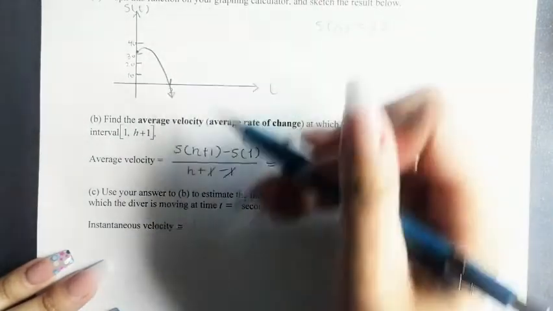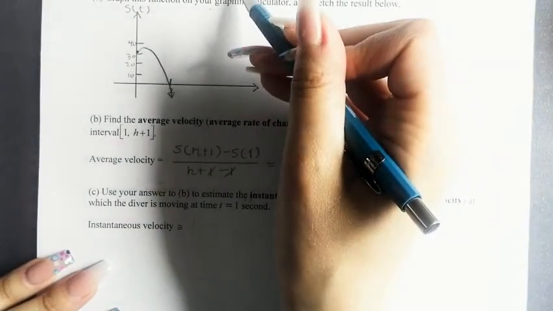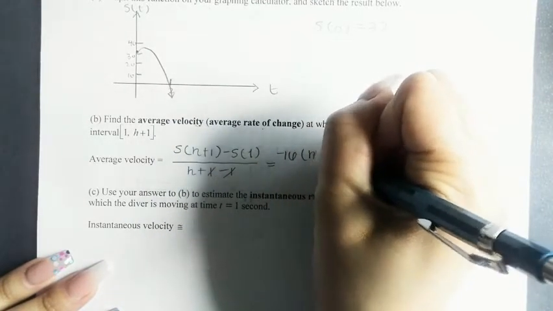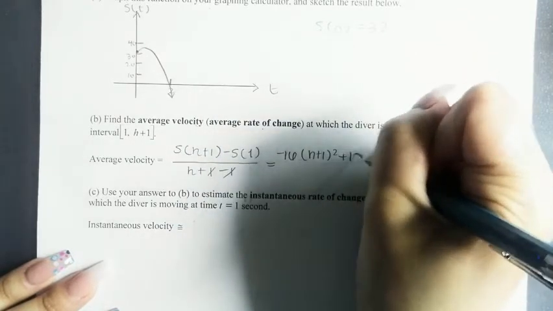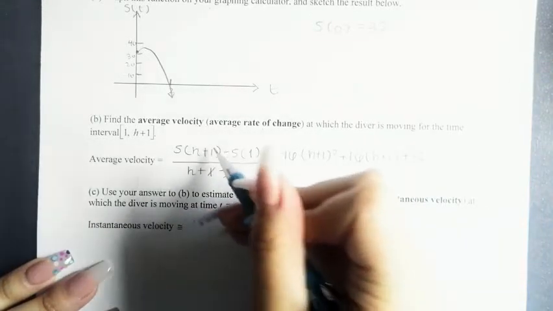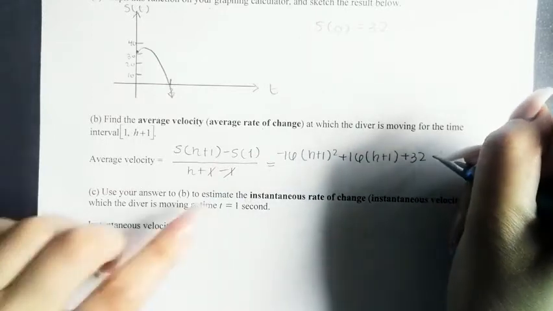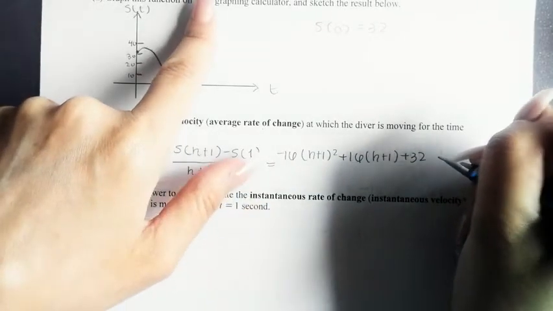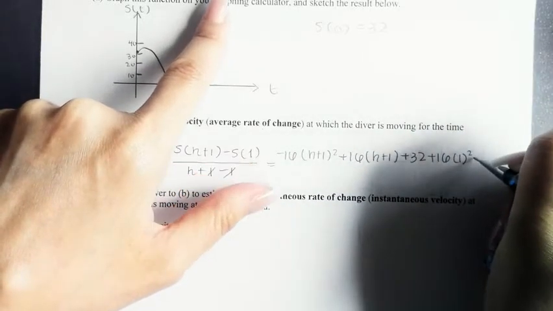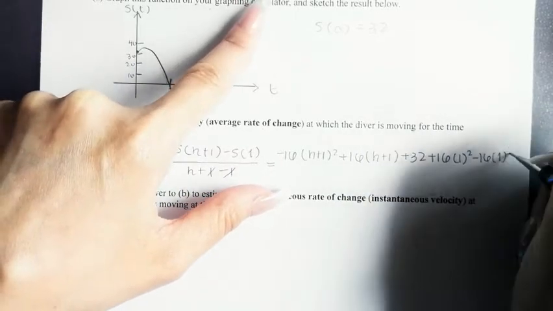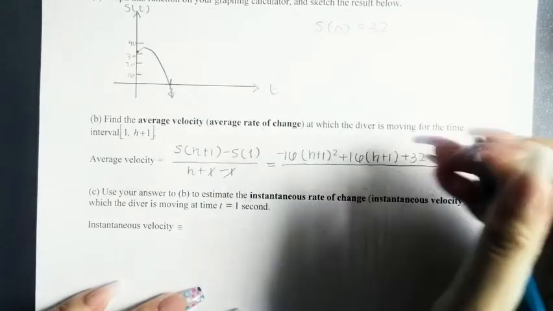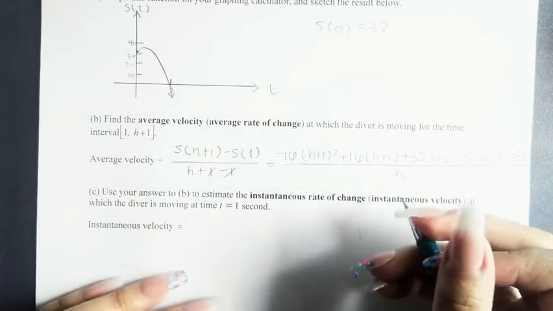After that, we plug in the h plus 1 and the 1 over here. So we are going to have something that looks like this: negative 16 times h plus 1 squared plus 16 times h plus 1 plus 32, and that's the first part. Then you need to be careful because we have a negative affecting s of 1. So this one is going to be positive 16 times 1 squared minus 16 times 1 minus 32. I distributed the negative there because I don't have enough space. This is going to be divided by h.